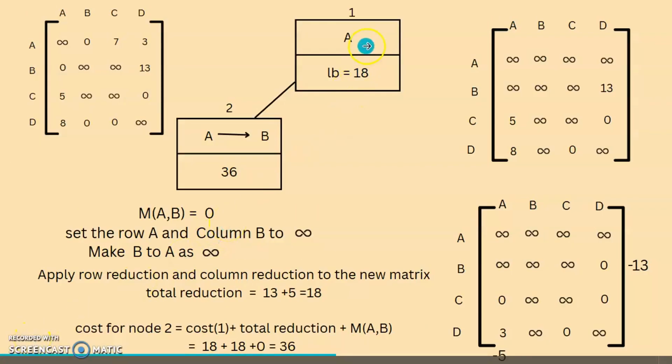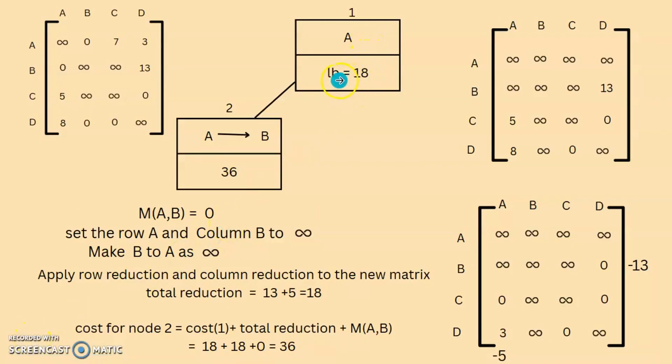Starting node is A and this lower bound value is the sum of row reduction and column reduction value. So the sum of row reduction and column reduction value is 18. That is the value you are keeping as the lower bound for the starting node. And this matrix we obtained after row reduction and column reduction is going to be used as a reference for the next calculation. So what is the next calculation?